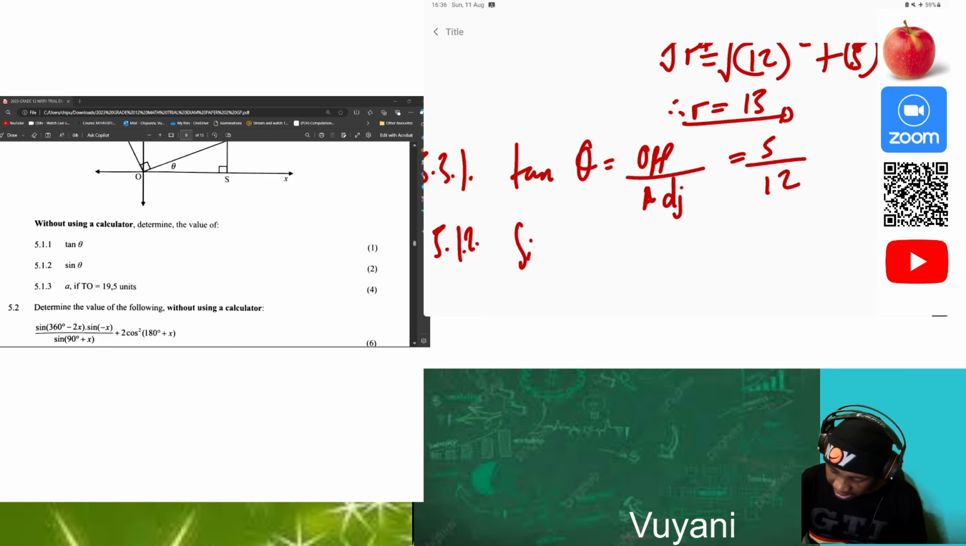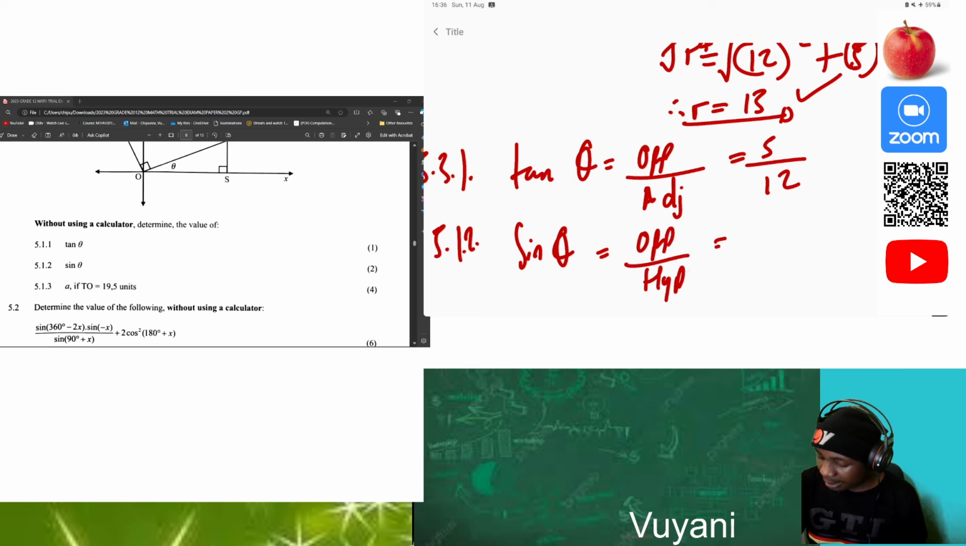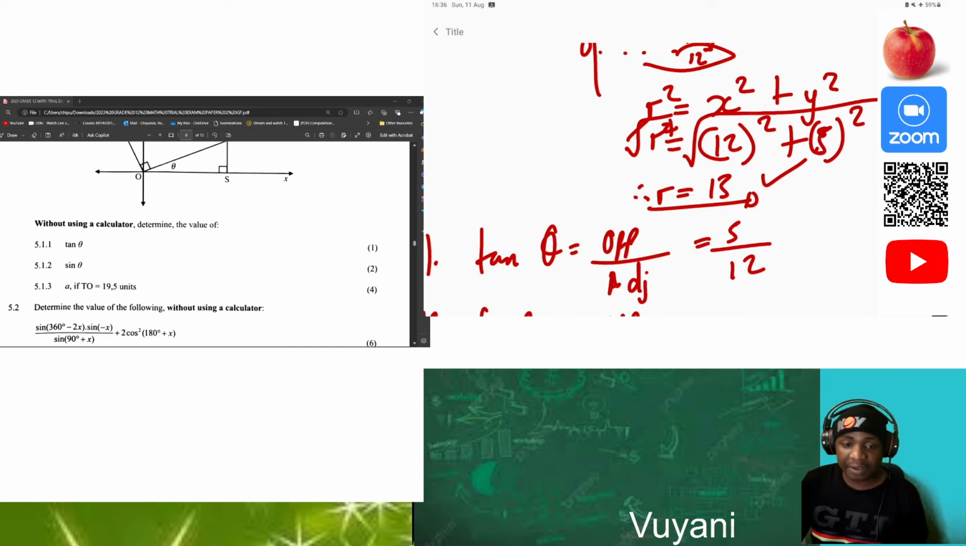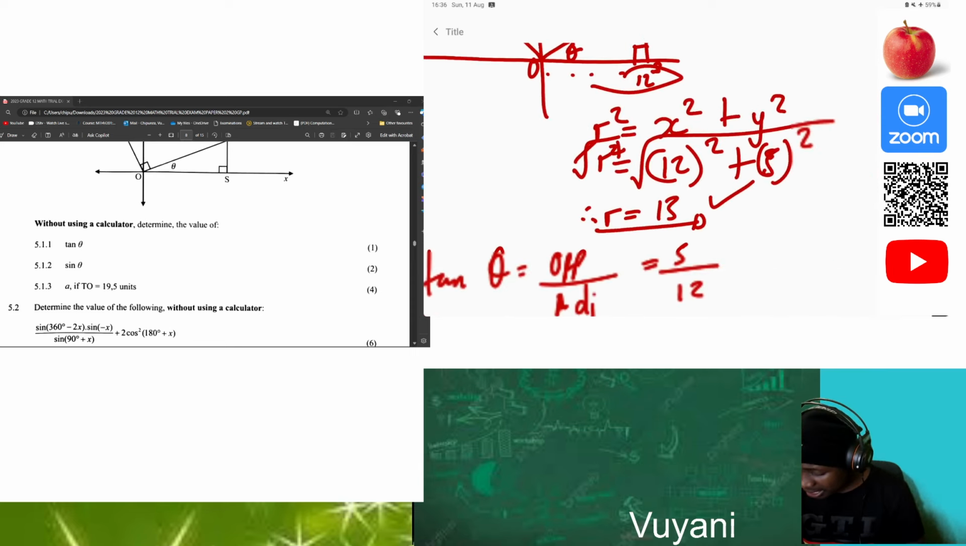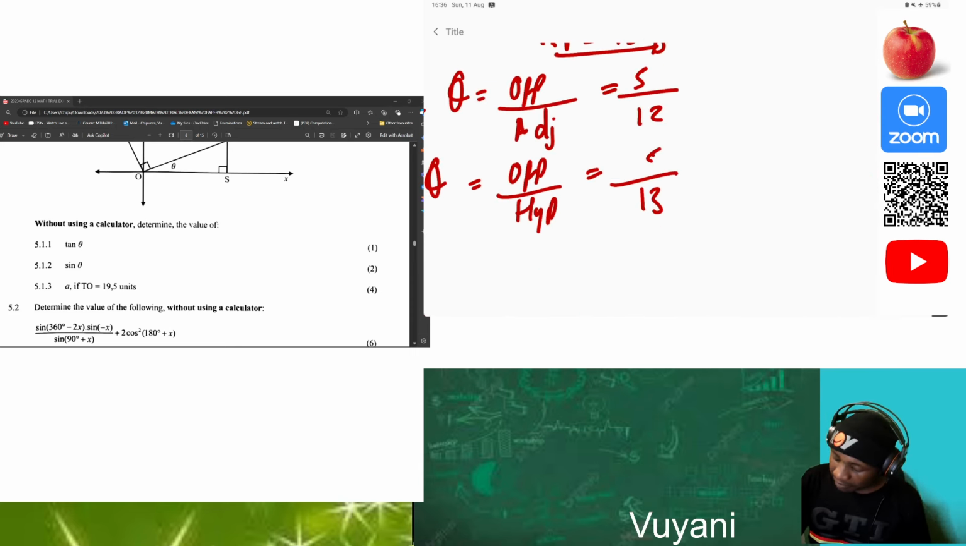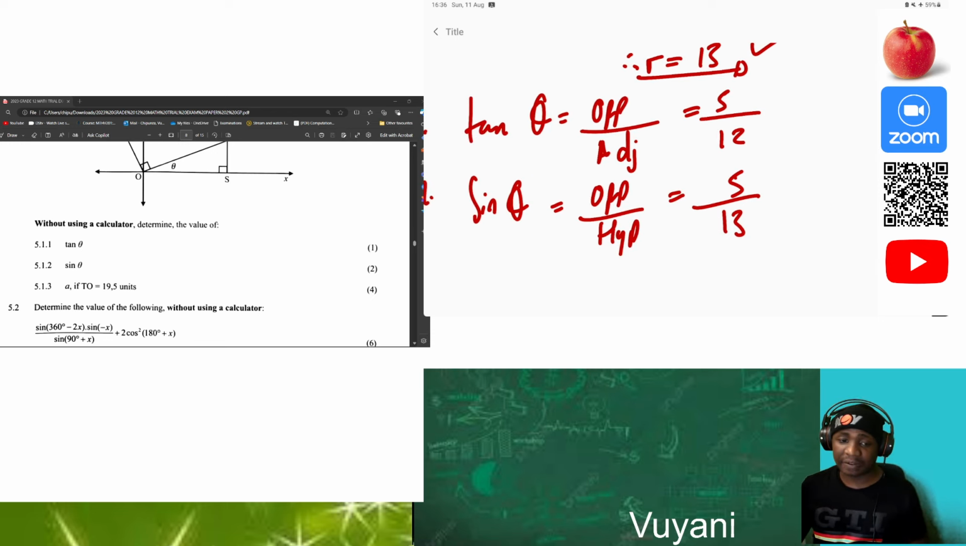Now we need to find sine of theta. We know that sine theta is always opposite over hypotenuse, and our hypotenuse is 13, and our opposite side in this instance is 5. So our answer will be 5/13 over there. So we are cruising nicely, because this is just basic stuff.